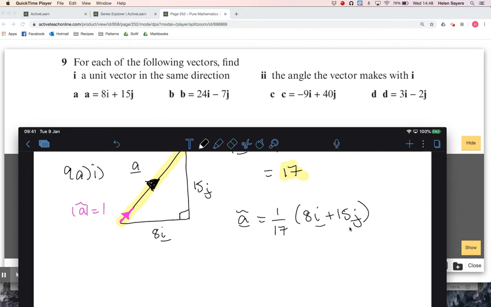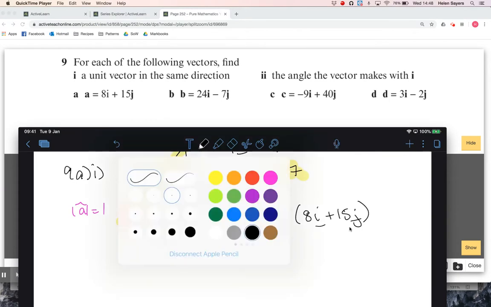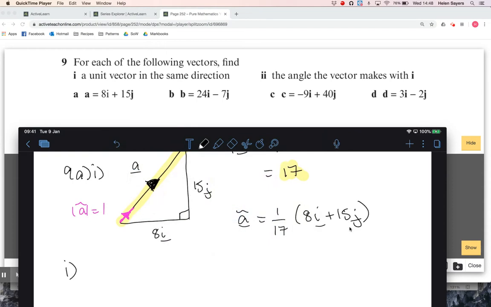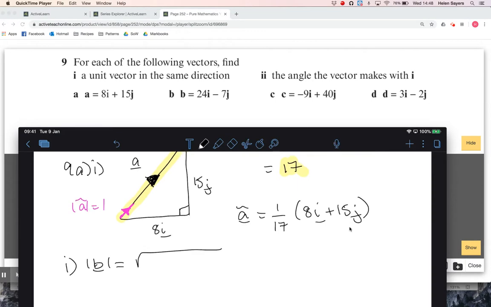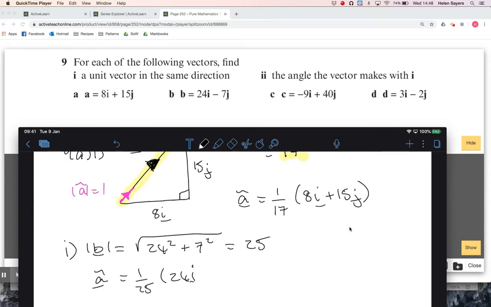Okay, so let's just quickly run through the rest of part 1 without even sketching them out, because you don't need to. So the magnitude of B is root 24 squared. I'm pretty sure that's 25. I'm a bit rusty on my Pythagorean triples, so let's just double check. Yeah, so the magnitude of vector B is 25. So the unit vector is 1/25 of vector B. Sorry, my writing's getting worse and worse. Okay, so 1/25 of vector B.